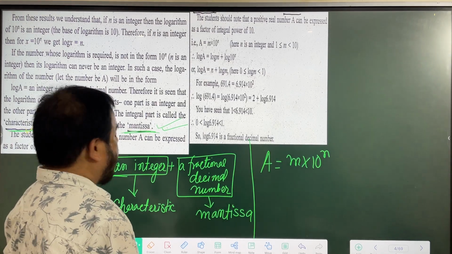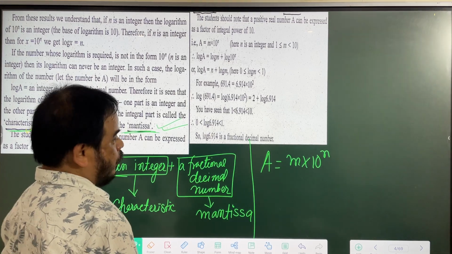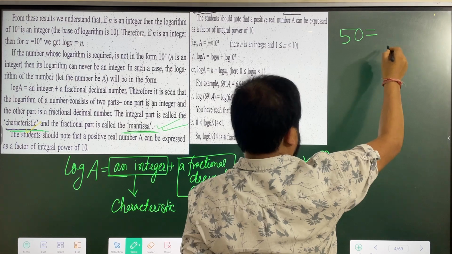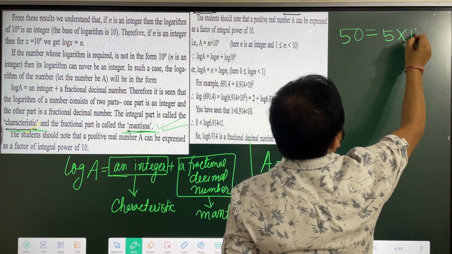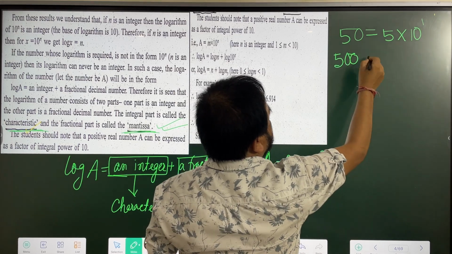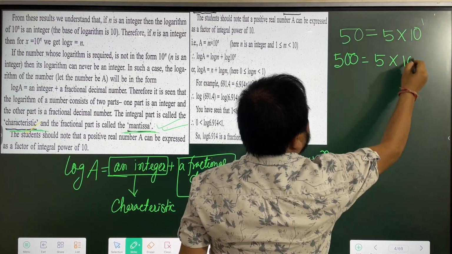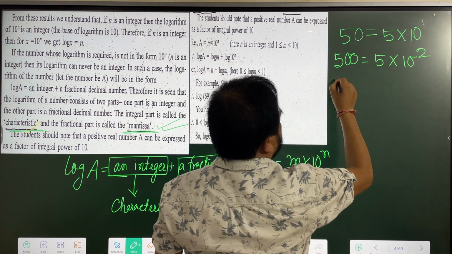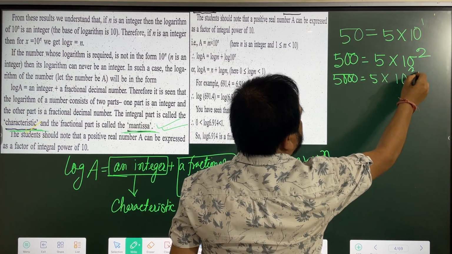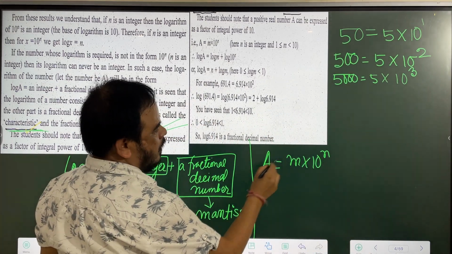How? I will show you one thing. Suppose 50. 50 we can write as 5 into 10 to the power 1. 500 we can write as 5 into 10 to the power 2. 5000 we can write as 5 into 10 to the power 3. So this is m.